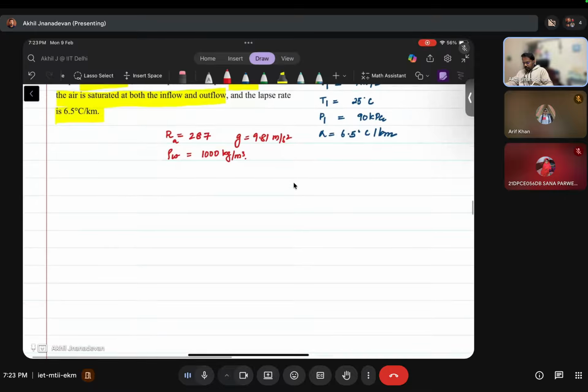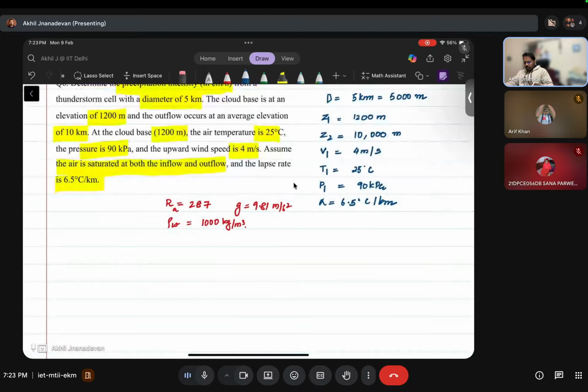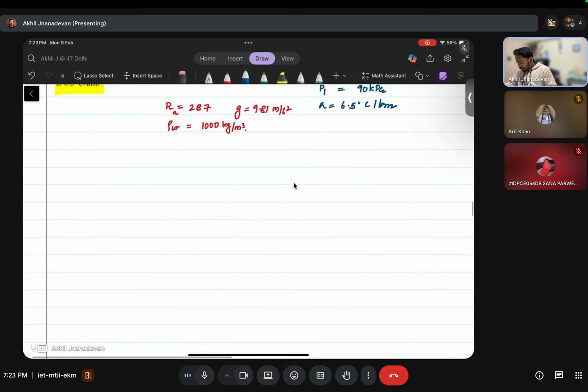We can directly solve. So first thing we can do is we will start with the temperature always, right? We know the temperature at one particular elevation. How can we find it for the other elevation? We can directly use the lapse rate. So the temperature T1 is 25 degrees Celsius. If we want to convert it into Kelvin, plus 273.15, that will be equal to 298.15 Kelvin.